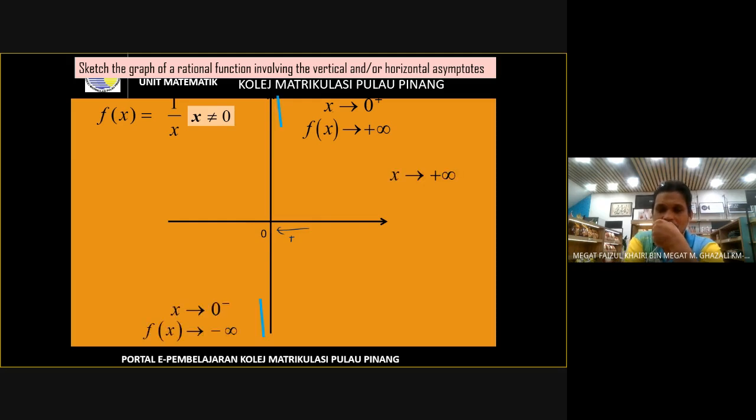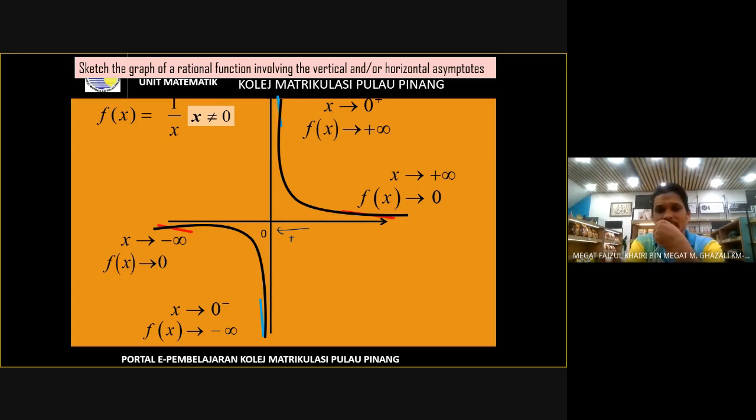So the same thing goes for x approaching negative infinity, then f(x) or y approaches negative infinity, it gets smaller and smaller downwards. So this one here now, and we connect this graph. Okay, you get something like this.